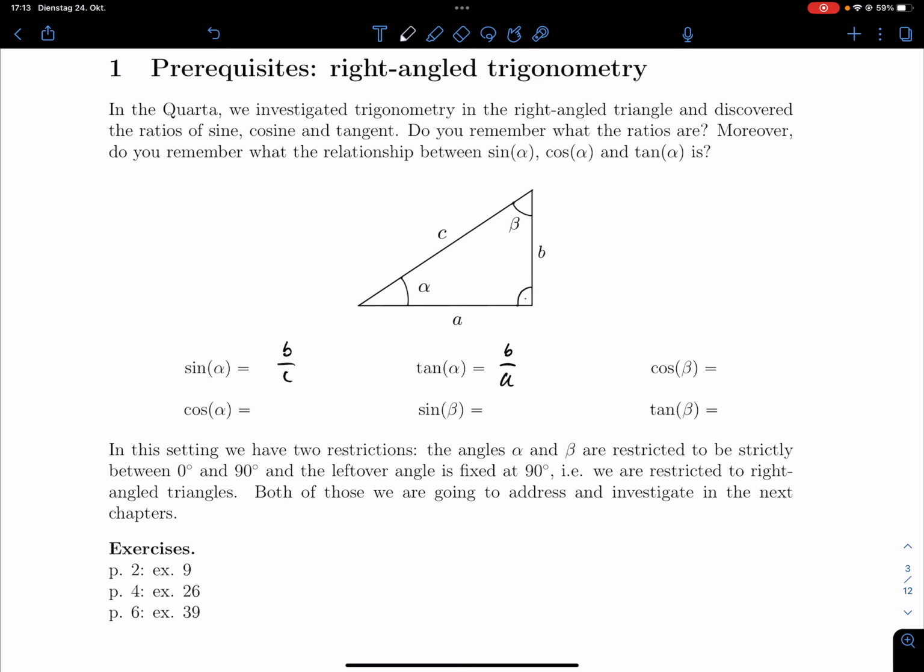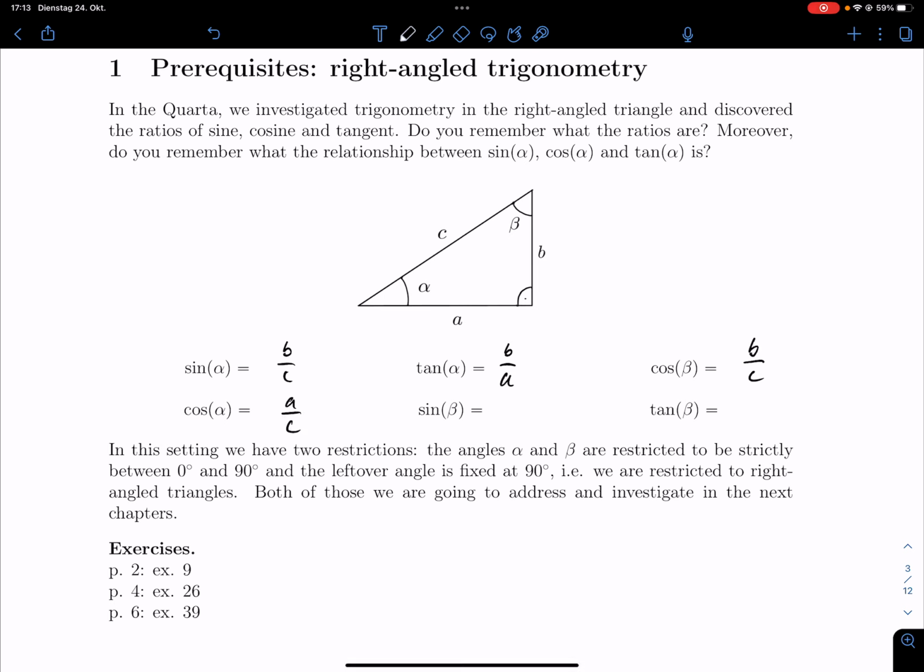Cosine of beta, here you have to adjust to the angle, so here the angle is beta, so be aware that cosine being adjacent over hypotenuse, you really have to take the adjacent of beta now, not alpha, so that plays an important role. So here cosine of beta is b over c, so the adjacent of beta is b. And cosine of alpha, on the other hand, you'll realize that this is a over c.